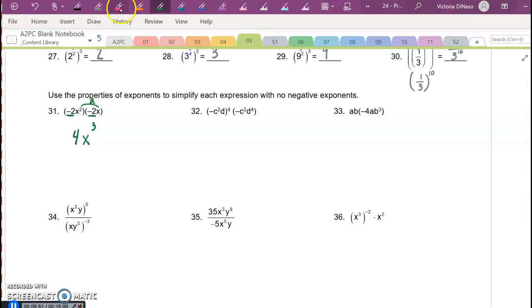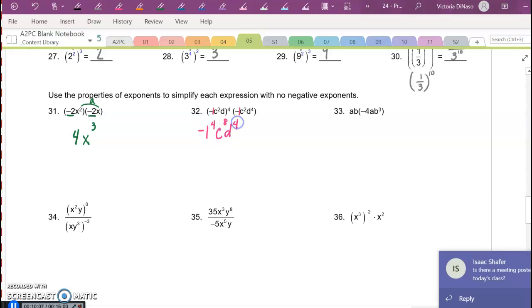For number 31, I need you to make sure that you have a 1 in front of that negative sign, all right? So for this first one, we're distributing the 4 to the -1, c squared, and d. So we have -1 to the 4th, c to the 8th, and then d to the 4th.